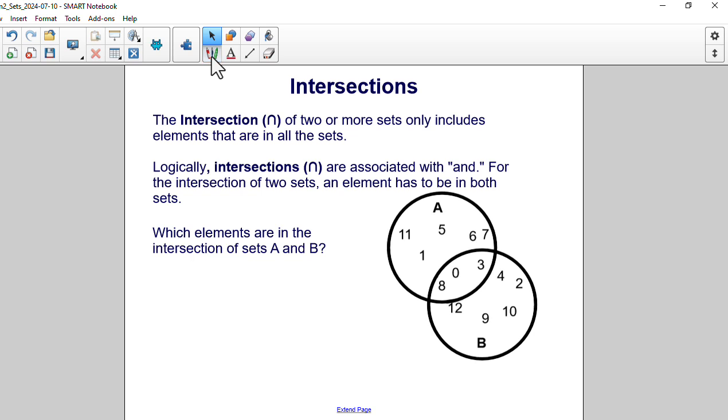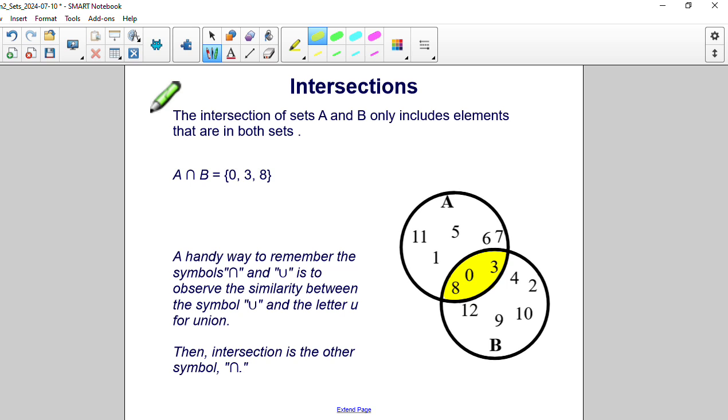The intersection, denoted by this symbol right here, an upside down U. The intersection of two or more sets only includes elements that are in all the sets. Logically, intersections are associated with the word "and." For the intersection of two sets, an element has to be in both sets. Which leads us to this question. Which elements are in the intersection of sets A and B?